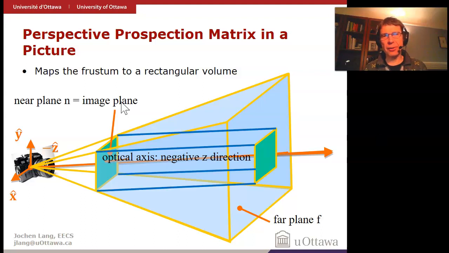In pictures, it will look something like this. So essentially that far plane gets reduced in size to the same size as the near plane. So things on the far plane get scaled down with a ratio of near over far, and things on the near plane stay the same.